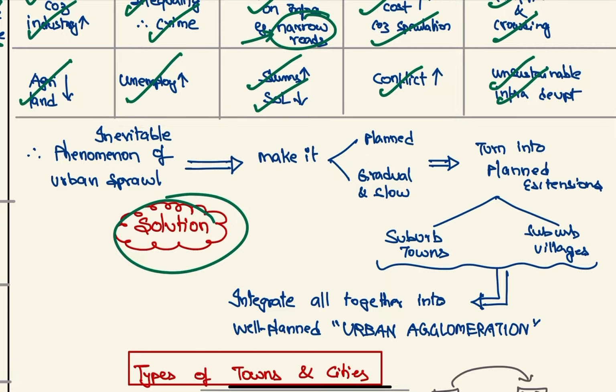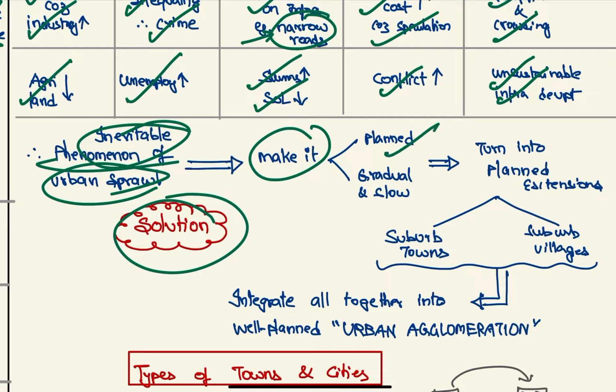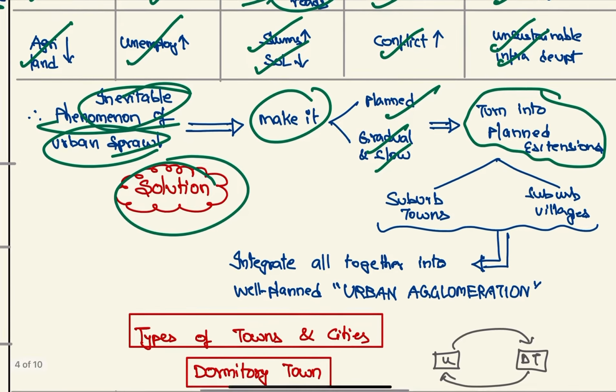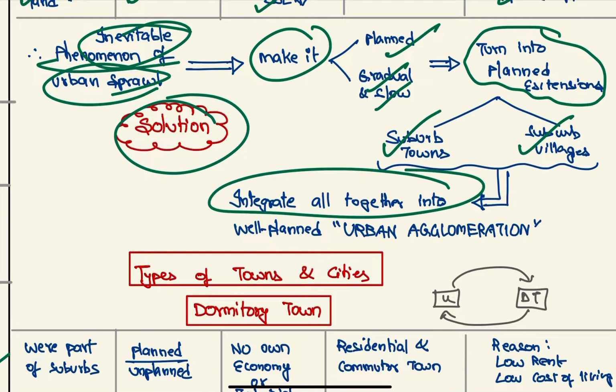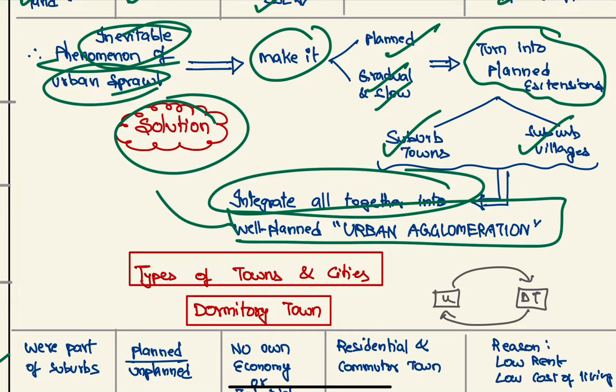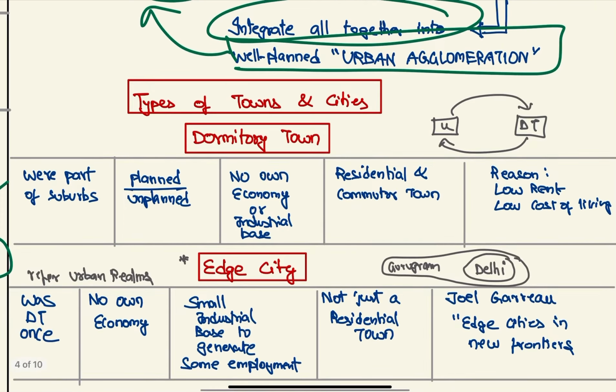So what is the solution? First of all, the urban sprawl phenomenon is inevitable, therefore we have to make it planned, gradual and slow. Therefore these urban sprawls will turn into planned extensions in terms of suburban towns and suburb villages. We integrate all of them together into a well planned urban agglomeration. This is the solution to the unplanned expansion problems.